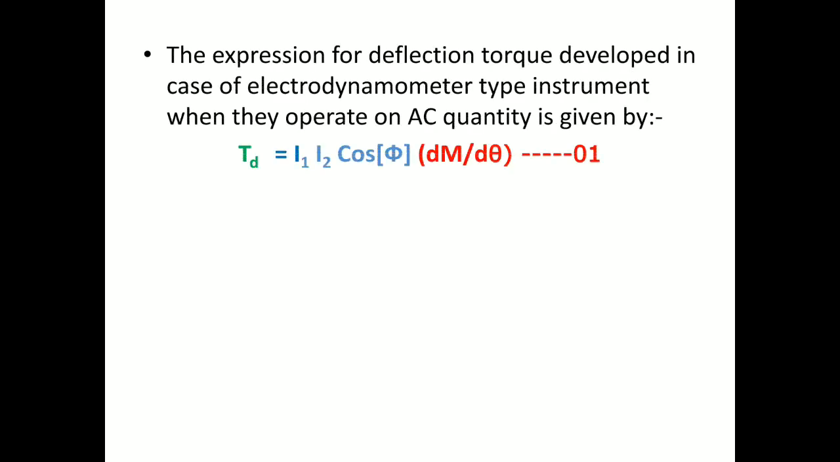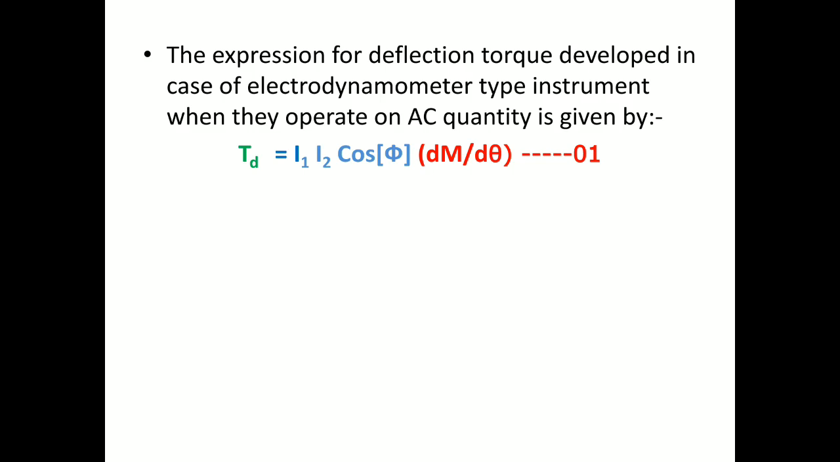From the knowledge of our previous lecture, we know that the magnitude of deflection torque in an EMMC type instrument, when it is used on an AC quantity, is given by TD equals I1 into I2 into cos phi into dM by d theta. Why have we used this equation directly? Because the working principle of the EMMC type instrument and the dynamometer type wattmeter are the same.